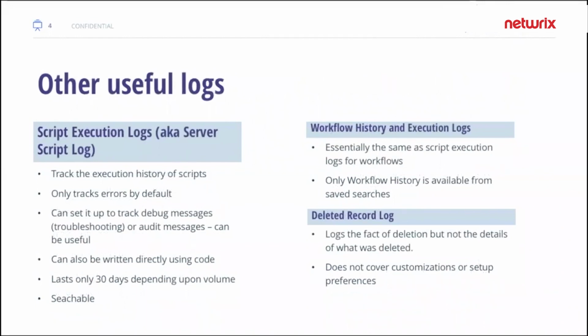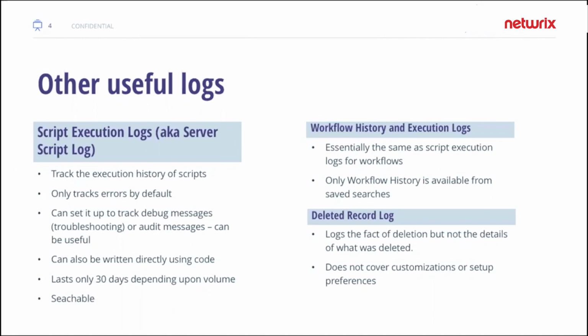Three ones that don't come up very often. The deleted record log does come up sometimes in audits, but the script execution logs, also called the server script log, track only what you tell them to track, essentially, right? So by default, it'll only track audit statements or error statements, but it won't track debugging data. That is a good thing. If you turned on debugging, you would get too much data. It can be directly written to using code, so you can have this cluttered with developer-created information that's put in there. Not normally important for audit. It is very searchable, but it isn't permanent. It goes away.